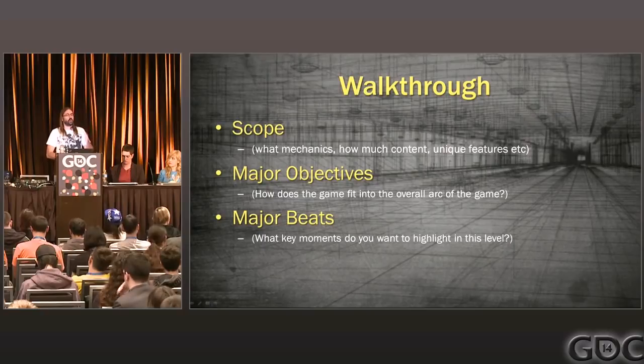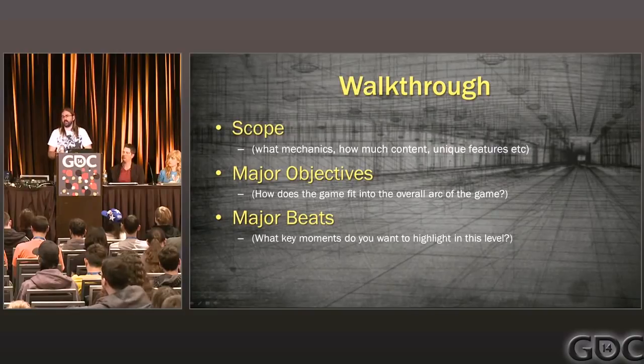You need to have, what are your major objectives? What are the major things that the player's doing? What are the major beats? So what kind of things are we highlighting in the level? And these things are going to determine the scope of the level. You're going to get an idea of how many custom gameplay scenarios do I need? Do I need custom texture sets? Things like that. This is the first time where we can start evaluating, like, well, what is it that you're really asking to build?